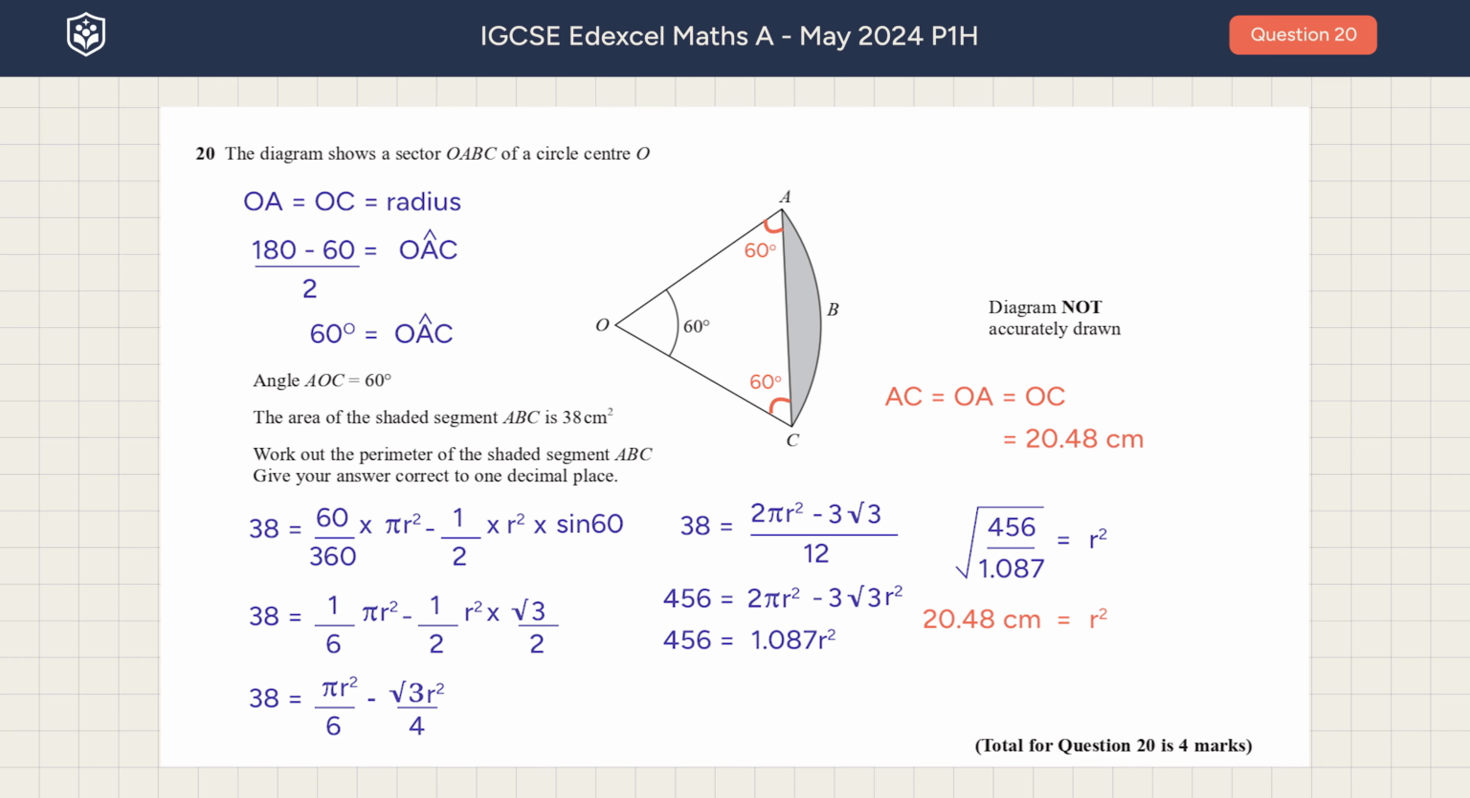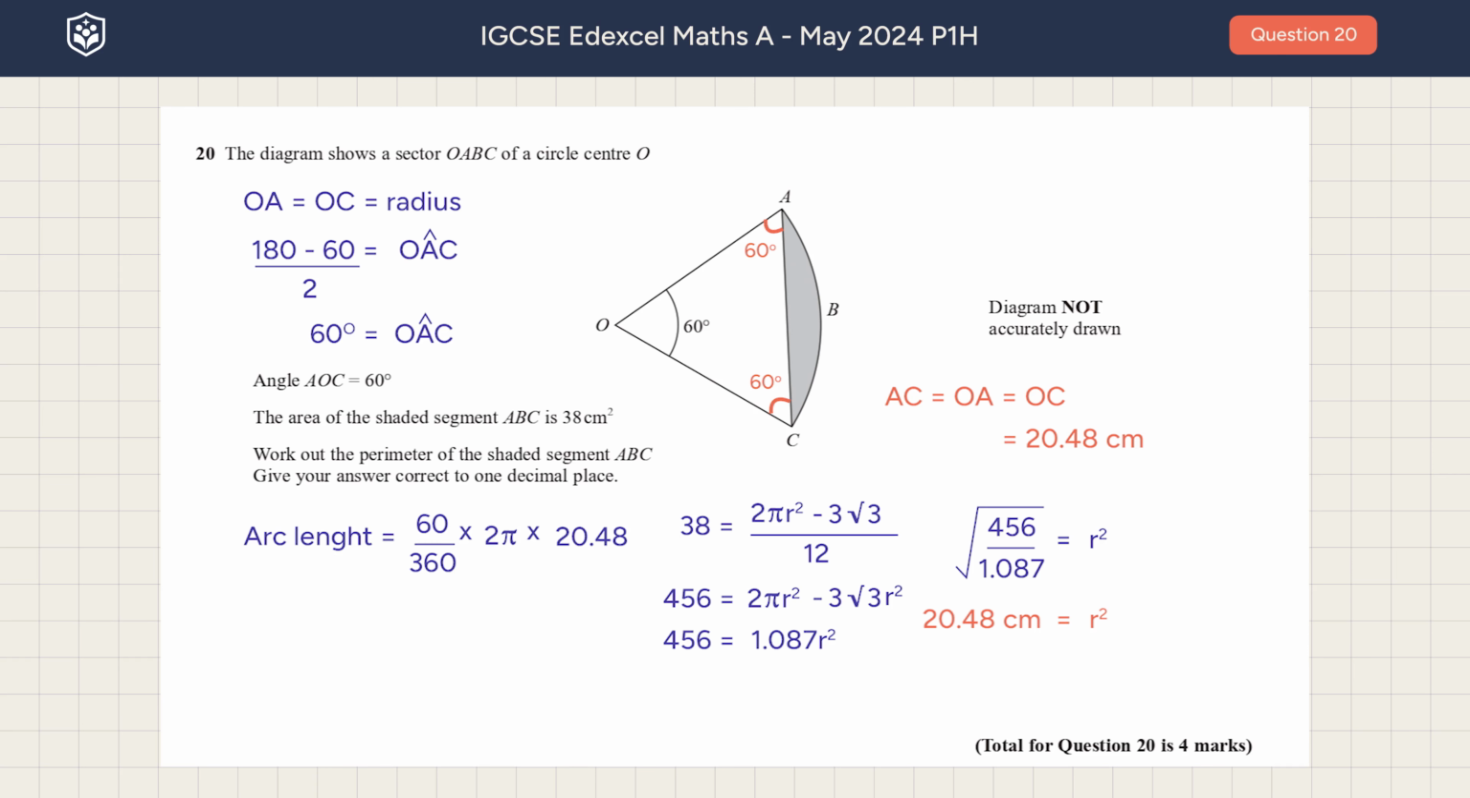Finally, for the arc length, we can use the equation theta over 360 times 2 pi r. So we can write 60 over 360 times 2 pi times 20.48, which gives us 21.44 centimeters. Therefore, the perimeter of the shaded segment is 20.48 plus 21.44, which equals 41.9 centimeters after being corrected to 1 decimal place. And that's the answer to question 20.